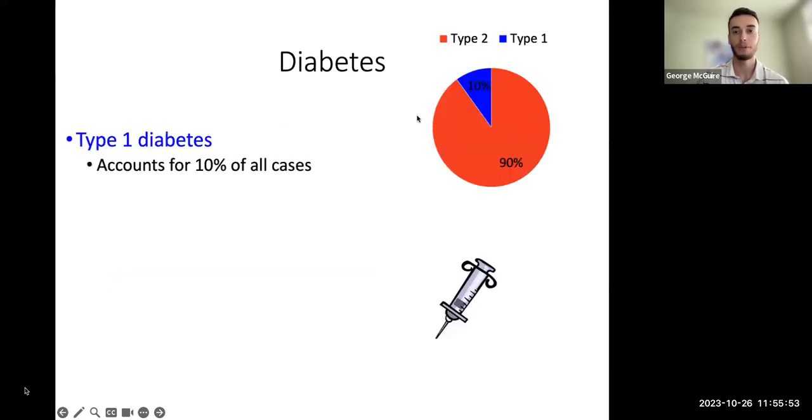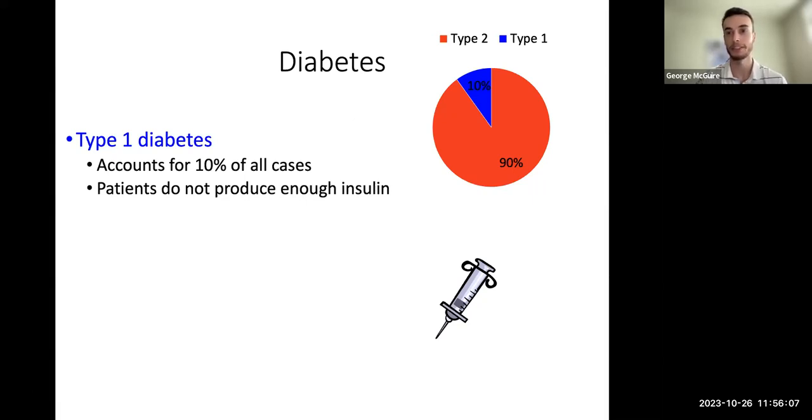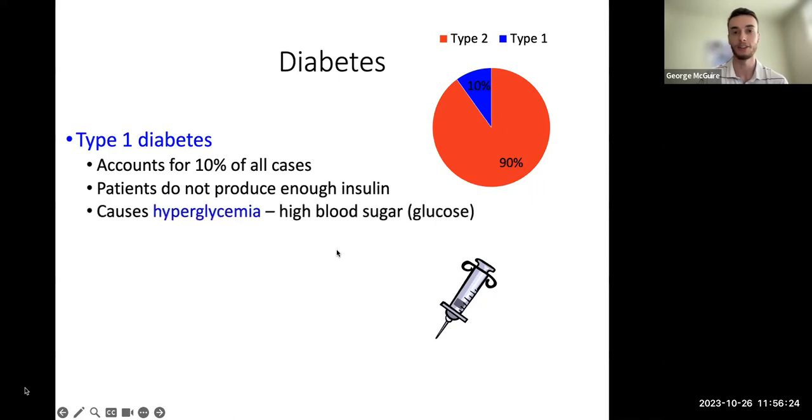So type 1 diabetes is much, much less common than type 2, only accounting for around 10% of diabetes cases, whereas type 2 diabetes accounts for 90%. And type 1 diabetes stems from the patient's inability to produce insulin. So the hormone that is supposed to communicate to our cells that we need to take in glucose, that there's a lot of glucose in our blood, please take it up, those patients with type 1 diabetes aren't producing that signal. They aren't producing insulin. And so that sugar just stays in our blood and never gets absorbed.